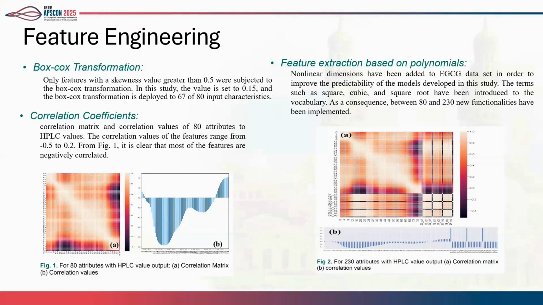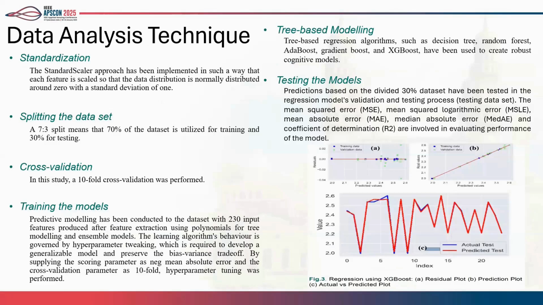Further, to make the model a little bit more linear, we have considered features based on polynomials. There we have taken the square, cubic and square root terms, and then the number of features increased from 80 to 230. Now coming to the data analysis techniques, first standardization has been done, where we make it a normally distributed value. Then we split the data set in a 70:30 ratio, where 70% of the data has been taken for training and 30% for testing.